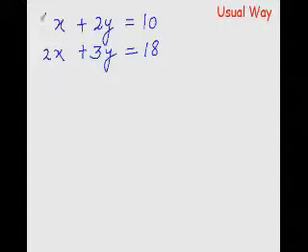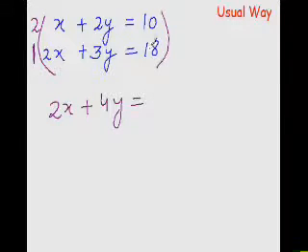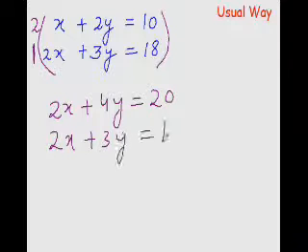Basically we cross multiply the coefficients. The coefficient of this x is 2, so I multiply this 2 here, and the coefficient of this x is 1, so I put 1 here. So let's put these equations here. 2 times x is 2x, 2 times 2y is 4y, and 2 times 10 is 20. And multiply this equation with 1, so it would be 2x plus 3y equal to 18.